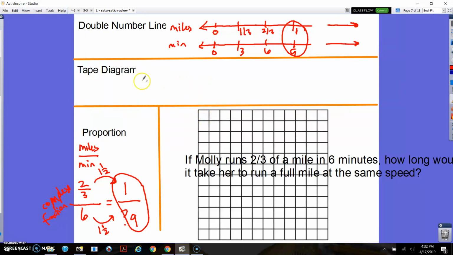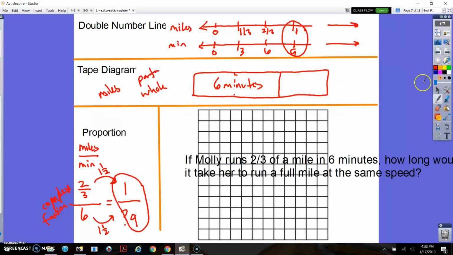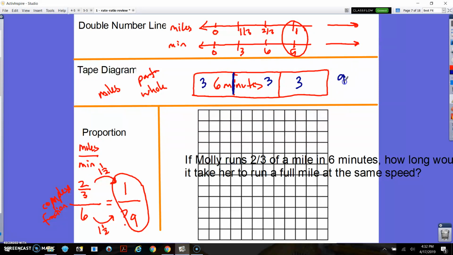So again, I'm thinking of which one do I know the part and the whole. And in this one, I feel like that is the miles, right? I want to know about a whole mile, but I only know about 2/3 of the mile. I know 2/3 of the mile, I'm going to do that, takes her 6 minutes. And I want to know how long the whole mile takes. Well, if 2/3 of it takes her 6 minutes, that means each of those thirds is 3, which means the other third is 3 as well. And so the whole thing takes 9 minutes.